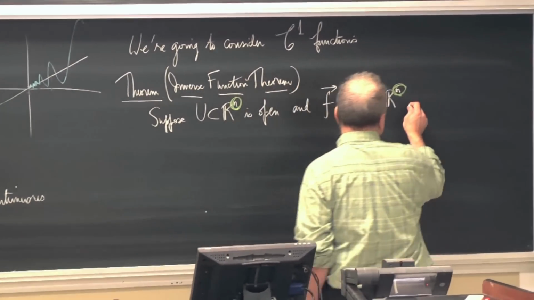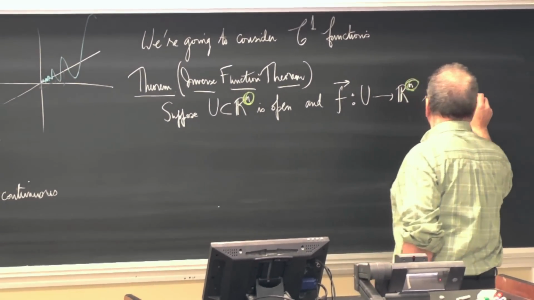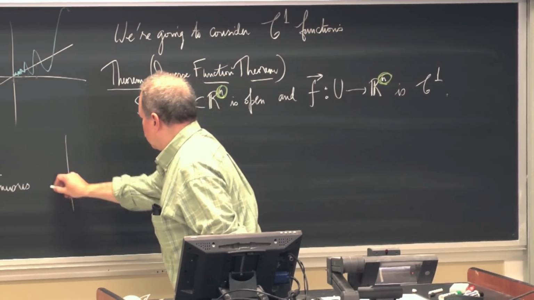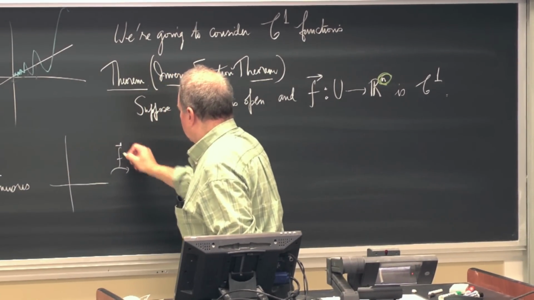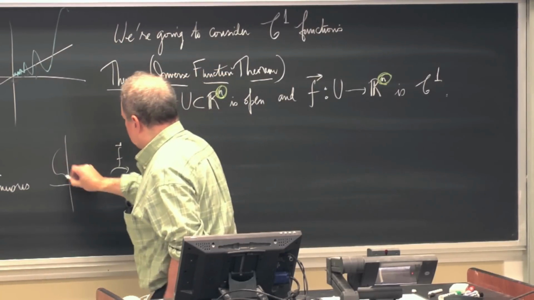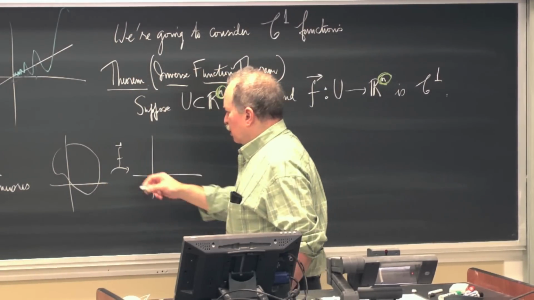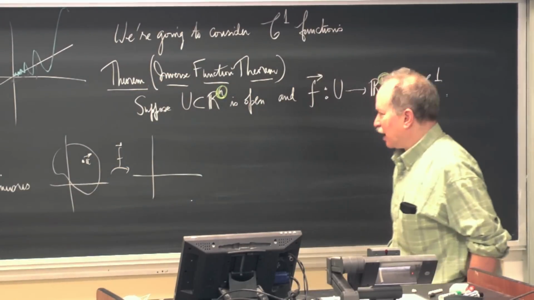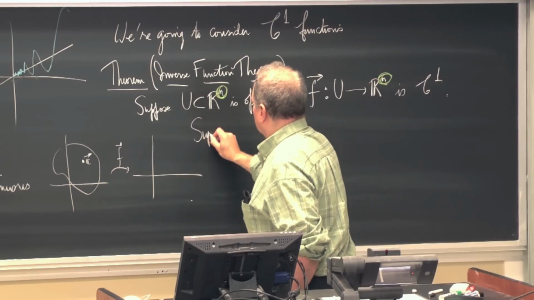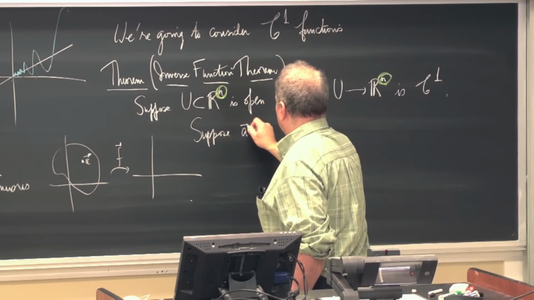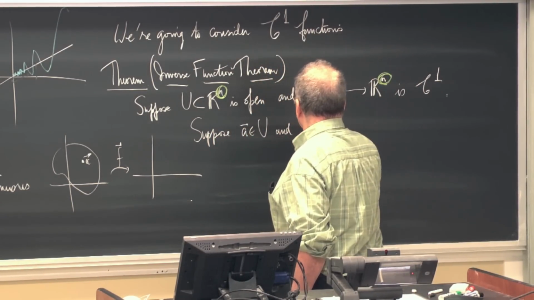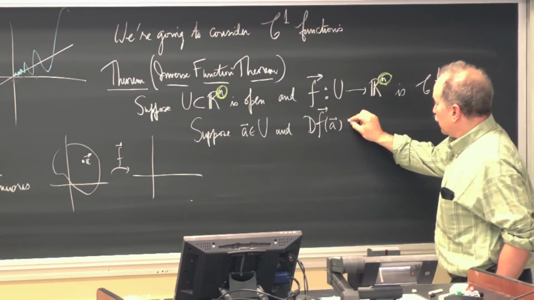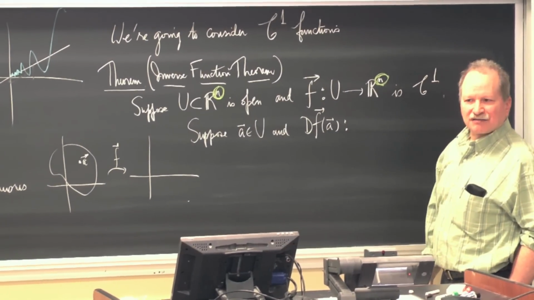Okay, suppose f is C1. So here you have Rn mapping to Rn, some open set, and there's a point in that open set, A. There's a point A in that open set. And suppose the derivative of f at A, so that's a linear map from what to what?